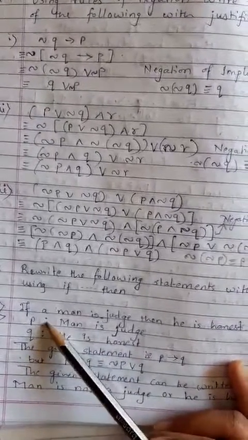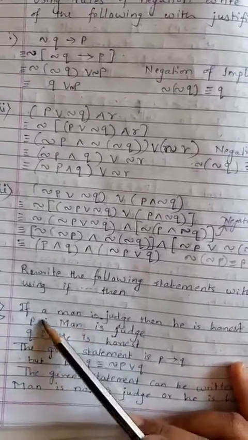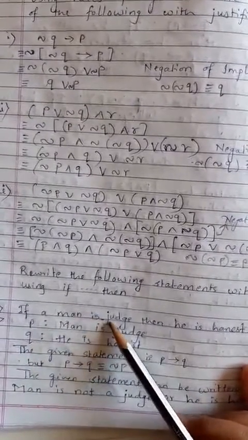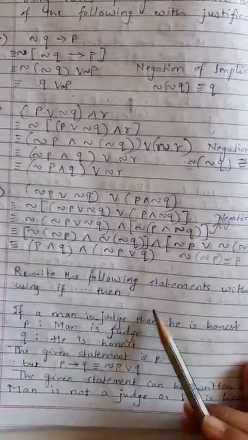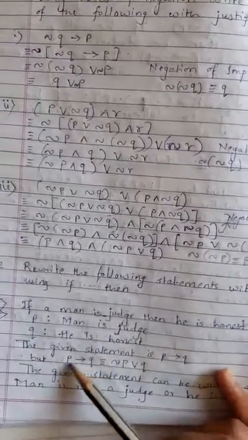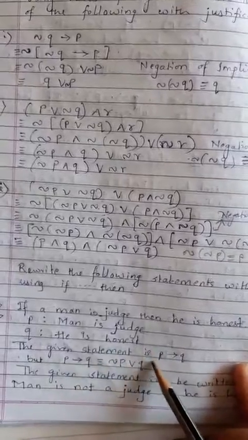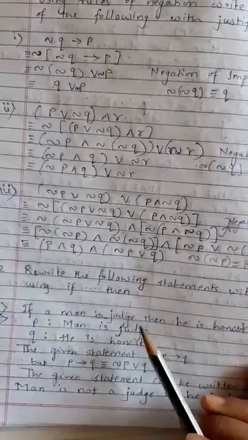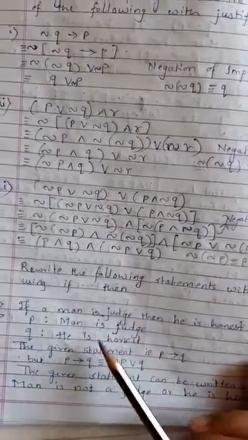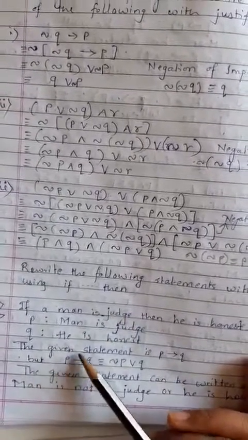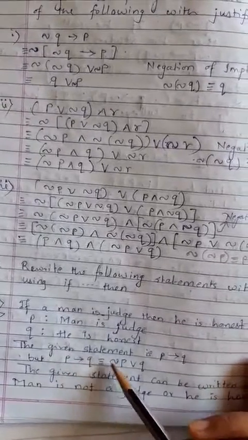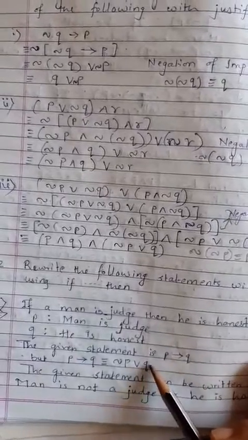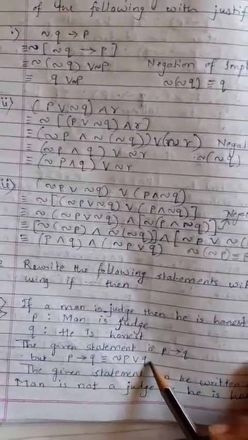First we will write the statements from this. P is: man is a judge. Q is: he is honest. So the given statement is in the form of P implies Q. Yes, of course, because the words if then are here in this statement. But we know that P implies Q is equivalent to what? Negation P or Q. So this is the conditional law.